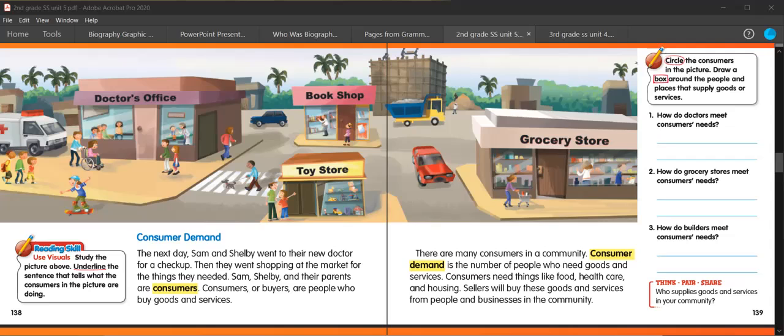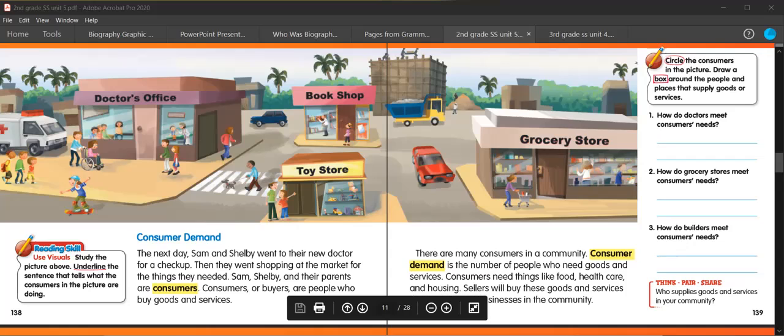All right, let's think about those quick check questions. The first one says, how do doctors meet consumers' needs? This is also question number 1 on page 139. We know that doctors provide a service. So they're providing a service to people. That's how they meet people's needs. And the next question, how do grocery stores meet consumers' needs? We know grocery stores provide goods that people can buy that are food. Number 3 says, how do builders meet consumers' needs? They build structures so that people can have these businesses and they can sell their goods and services out of.